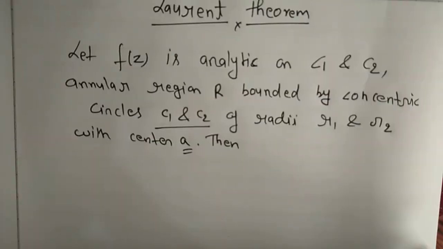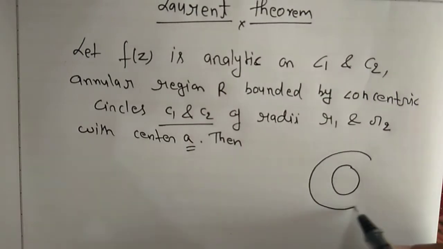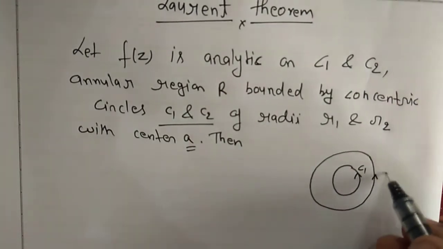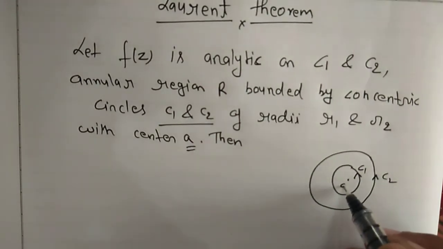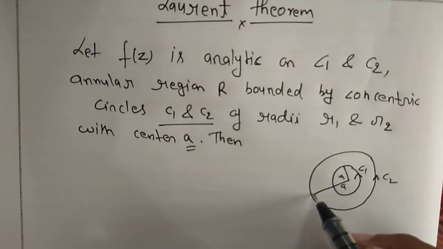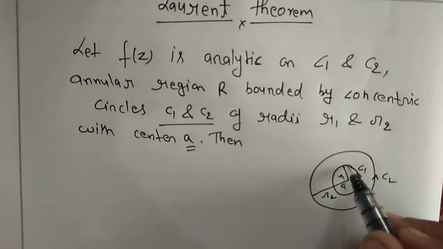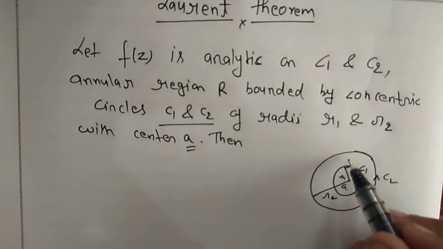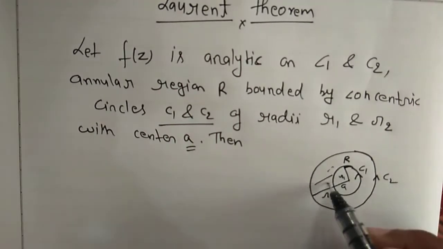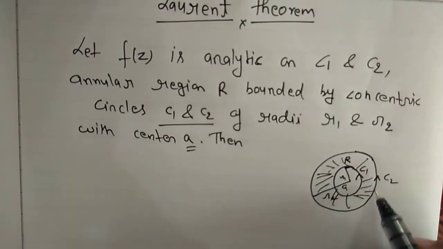So let us try to understand the region first. What we have are circles C1 and C2. So this is C1, this is C2, this is the center a, and this is the radius R1 and this is the radius R2. So here f(z) is analytic on the circle C1 and circle C2 and this annular region bounded by these circles. F(z) is analytic in this region.